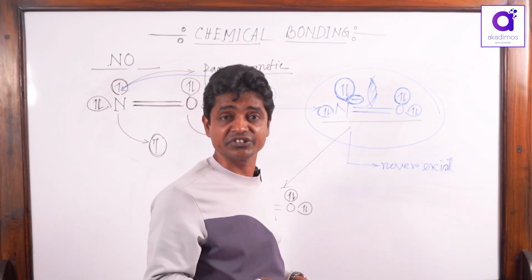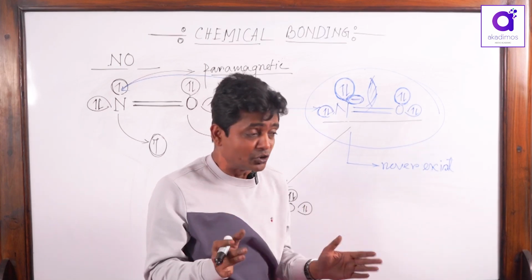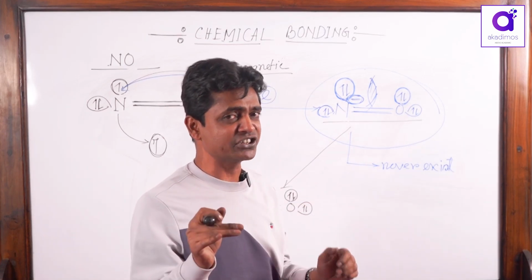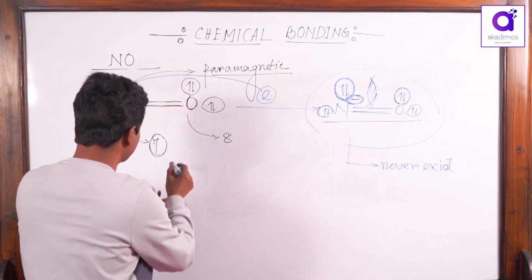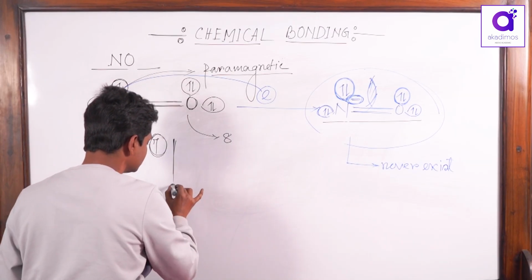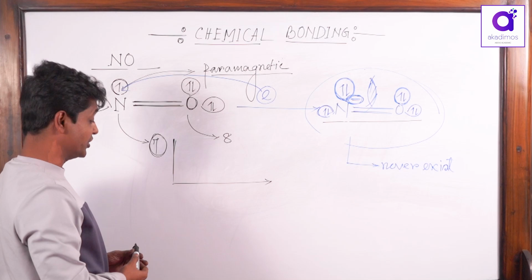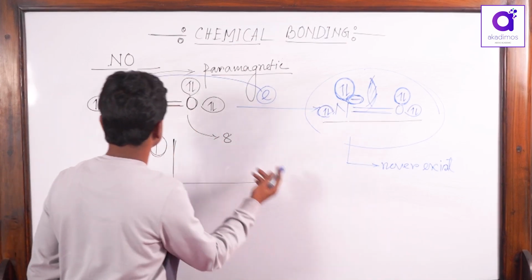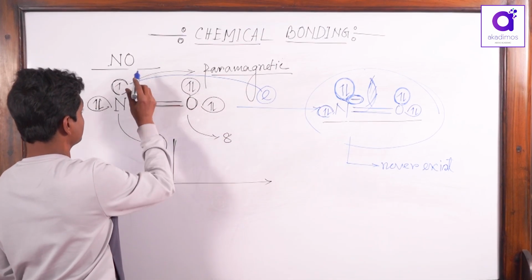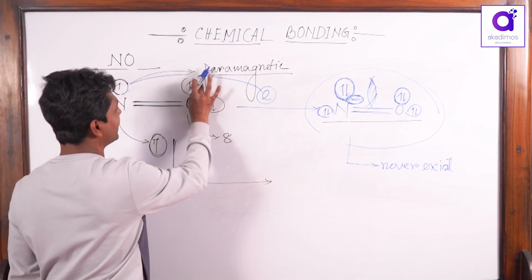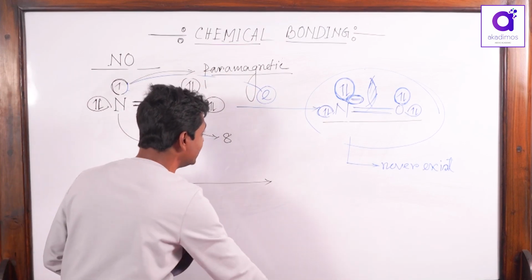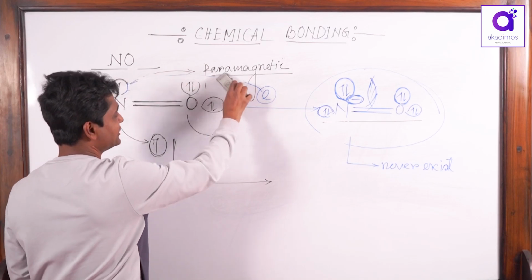NO minus does not exist. Now I will show another way by which nitrogen will get octet. From NO, I have drawn here NO. I'll remove this electron. You can be confused, sir. If I remove one electron, then how will it get octet? See the magic.